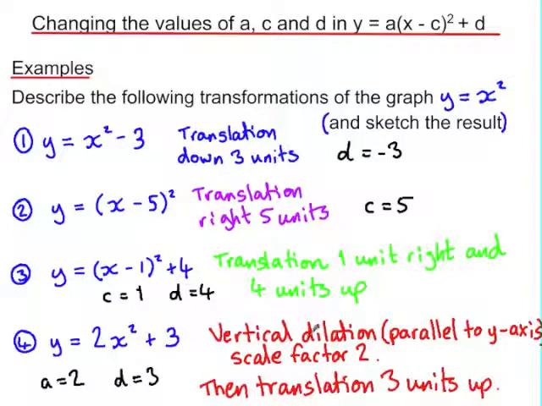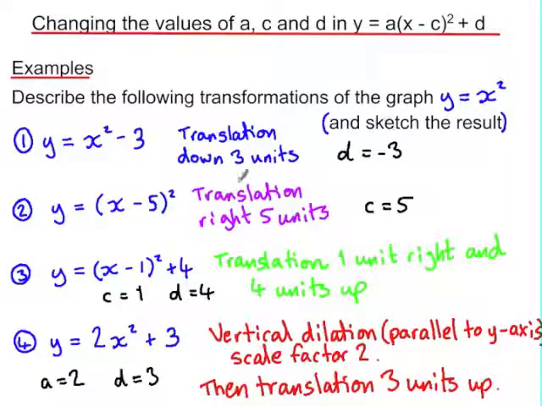So what do a, c and d transform from y equals x squared? Well, when d is negative 3, the function translates down 3 units. When c is 5, the function translates right 5 units. When c is 1 and d is 4, we translate 1 unit right and 4 units up. And when a is 2 and d is 3, we have a vertical dilation parallel to the y-axis, scale factor 2. That's that stretch upwards away from the x-axis. And then a translation 3 units up.